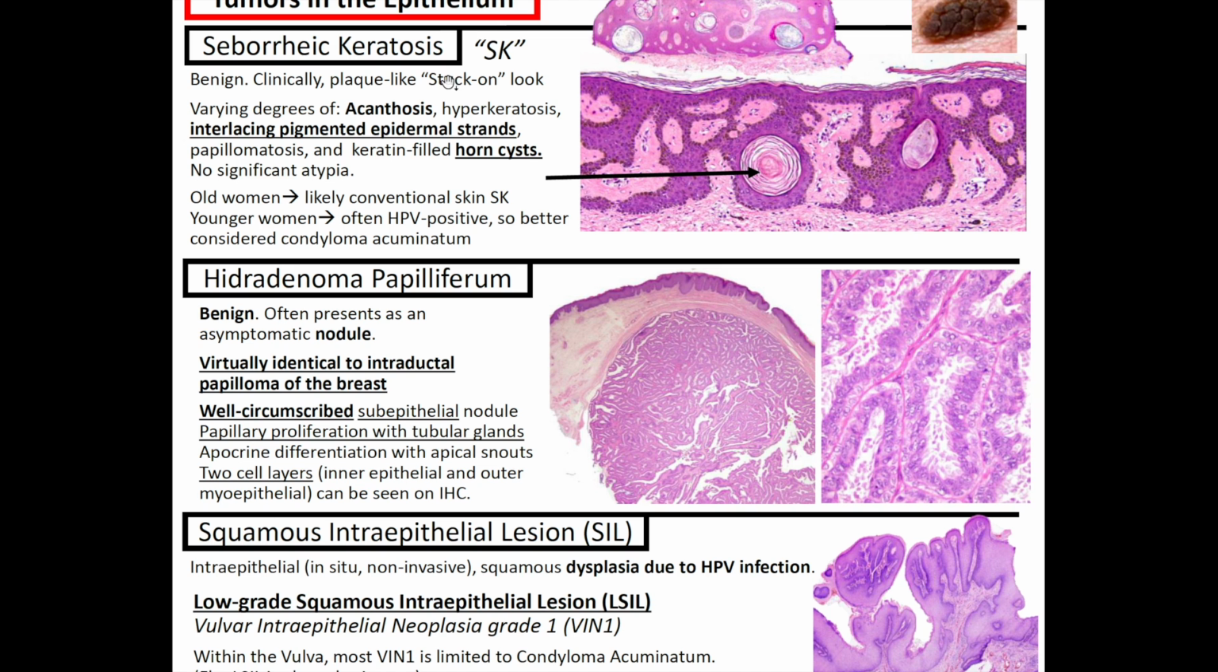You're not going to really appreciate much significant atypia, and they'll commonly occur in older women, likely conventional skin seborrheic keratosis. And in younger women, you often have HPV positivity, so it's good to consider condyloma acuminatum.